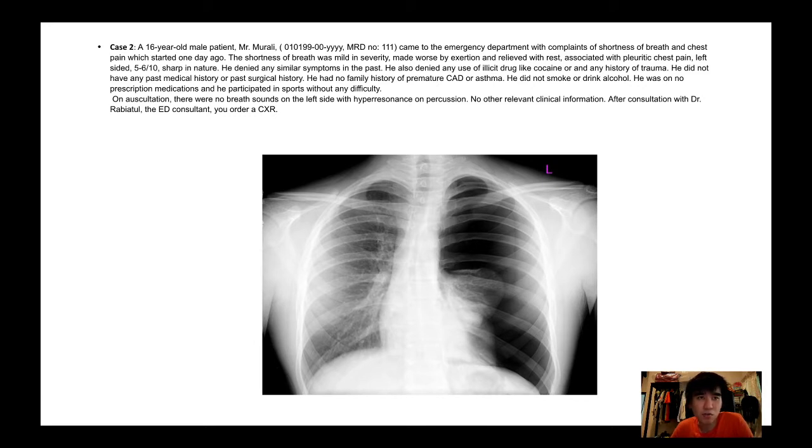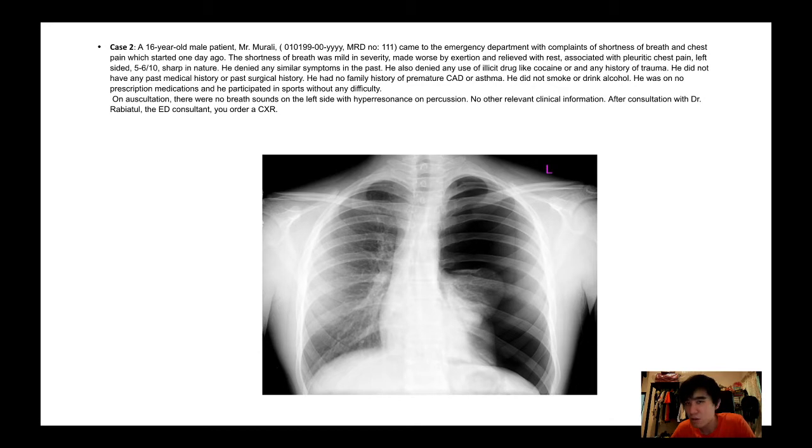The shortness of breath was mild in severity, made worse by exertion, relieved by rest, associated with pleuritic chest pain, left-sided, 5 to 6 out of 10, sharp in nature. He denied any similar symptoms in the past. He also denied any use of illicit drug like cocaine or any history of trauma. He did not have any past medical history or past surgical history. He had no family history of premature CAD. What's CAD?